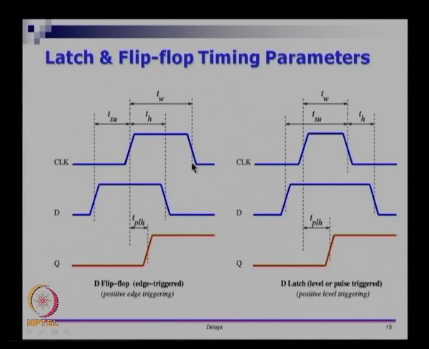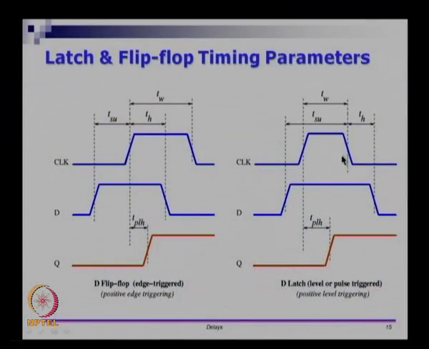The opening and closing edge could be either a positive edge or a negative edge. It does not mean that the opening edge is always 0 to 1 and the closing edge is always 1 to 0. For a positive edge triggered flip flop, the opening and closing edges are both 0 to 1 transitions on the clock, and for a positive level triggered latch, the opening edge is a 0 to 1 transition and the closing edge is a 1 to 0 transition. Okay. So given that in mind, let us see how various parameters are defined.